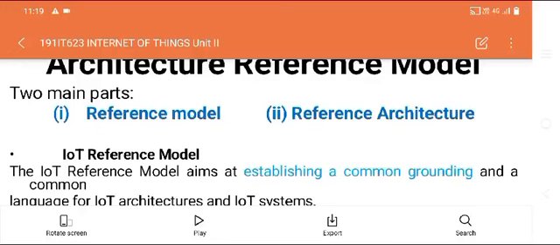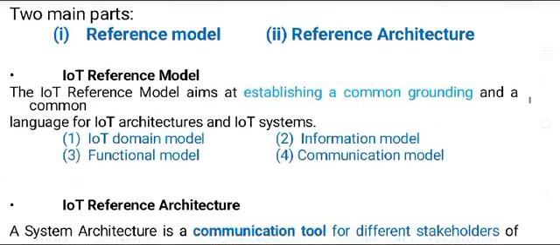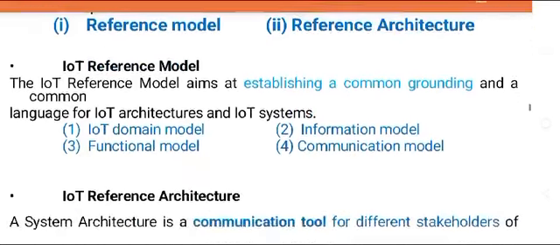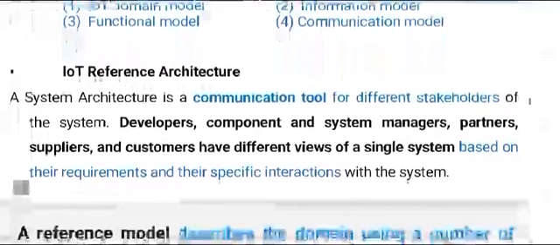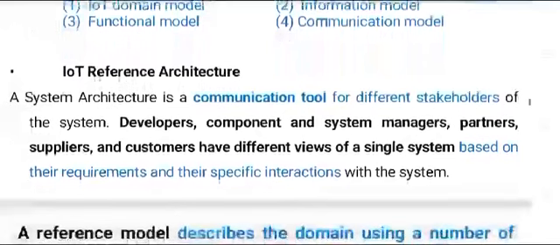The architecture of the reference model is combined under two types: one is the reference model and the other is the reference architecture. This reference model consists of four IoT architecture systems. One is the IoT domain model, second is the information model, third one is the functional model, and last one is the communication model. This IoT reference model aims at establishing a common grounding and also a common language for IoT architecture and systems.